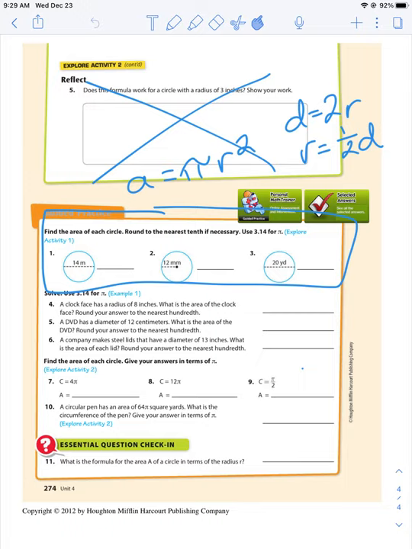So for number 1, you're going to plug in, I need some room to write, area equals pi r squared, the radius is 7, pi is 3.14, 7 squared. Remember to do the exponent first, so 7 times 7 times 3.14.